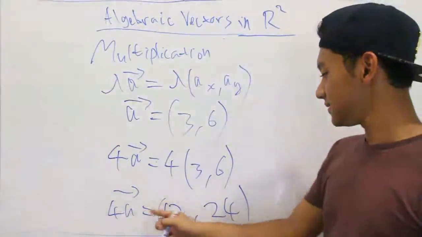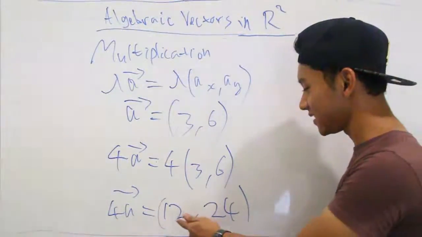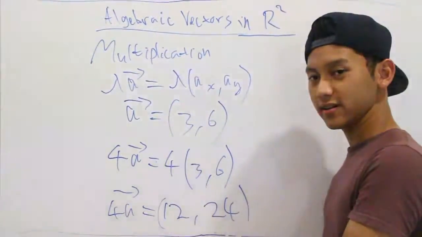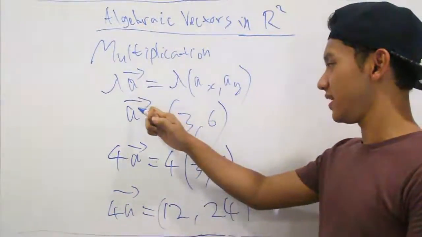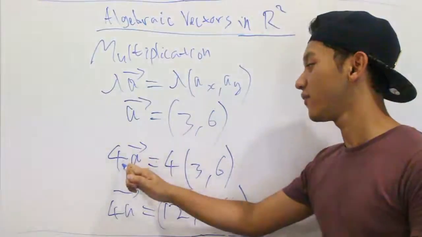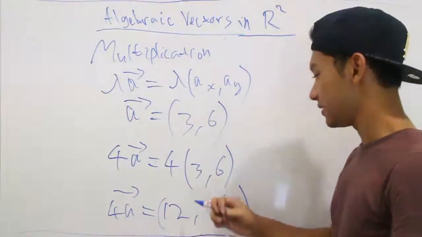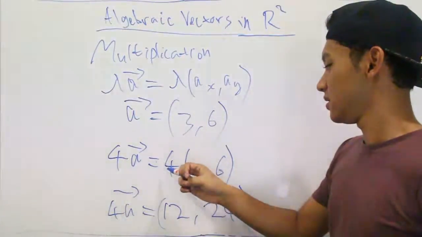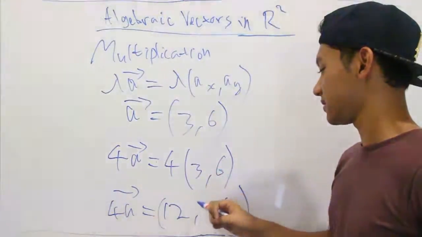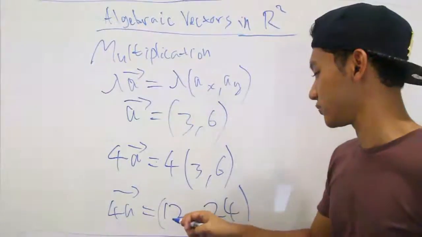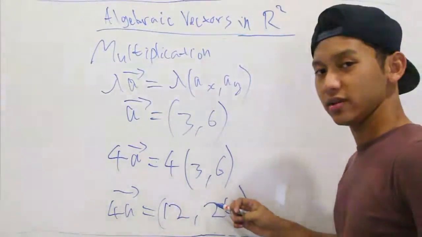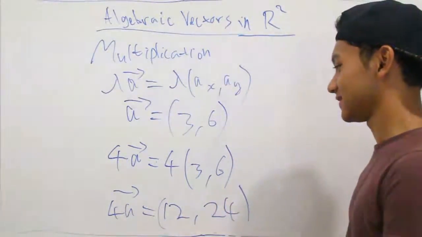Okay, this is the new coordinate. See how easy that is. This is the new coordinate for the vector A. If you multiply it by a scalar of 4, you just multiply each coordinate by the scalar. In this case, 4 times 3 and 4 times 6. 4 times 3 to get the x-axis, which is 12, and 4 times 6, 24, to get the y-axis.